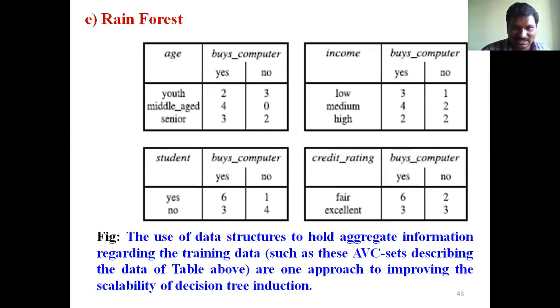And then RainForest. RainForest is one of the main important methods. It uses a data structure to hold the aggregate information regarding the training data. For example, age equal to youth, middle age, and senior, and then income, and then student. That is called RainForest information. It uses a data structure to hold the aggregate information regarding the training data set, as one approach to improving the scalability of decision tree induction. It is one of the methods for improving scalability.